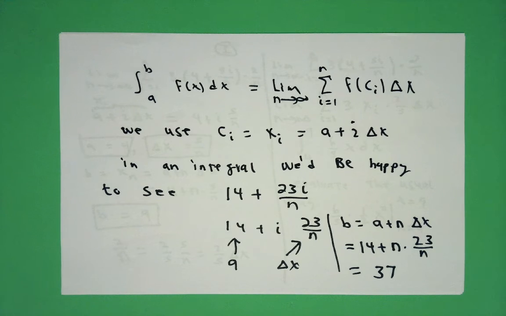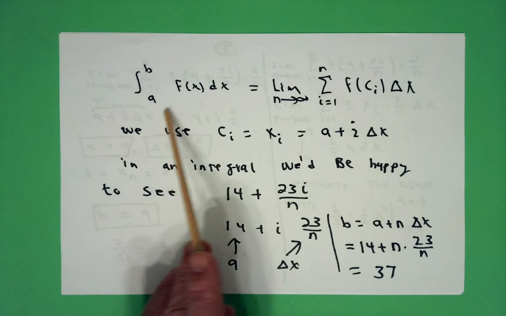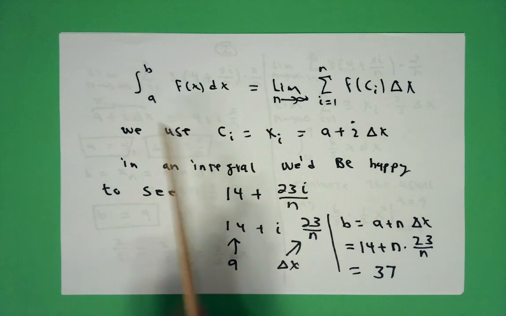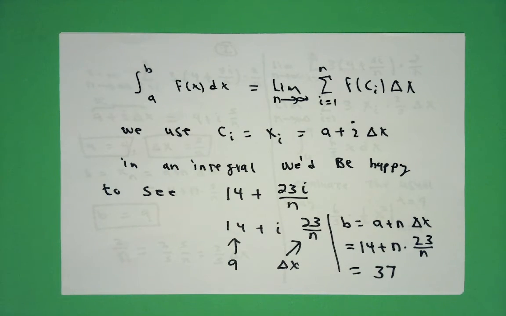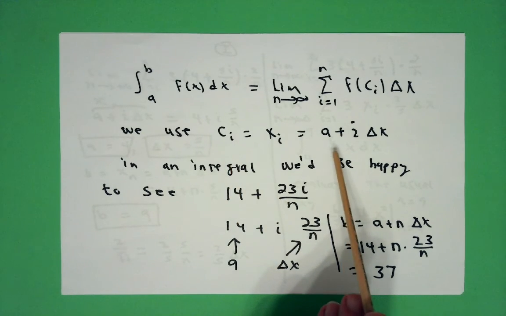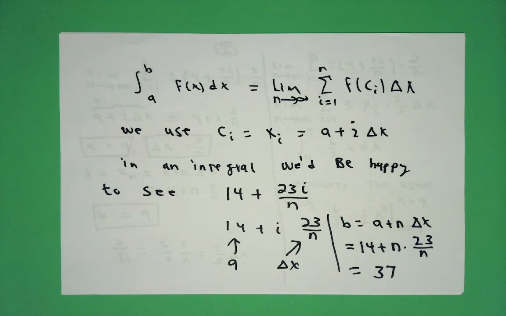In the practice problems, there's a number of situations in which you're supposed to take a limit, turn it into an integral, and then evaluate the integral. The thing that we have to keep in mind is that this is the definition of the definite integral. If we use equally sized subintervals and choose our representative ci's to be the right-hand end of those intervals, then ci is going to be a plus i times delta x.